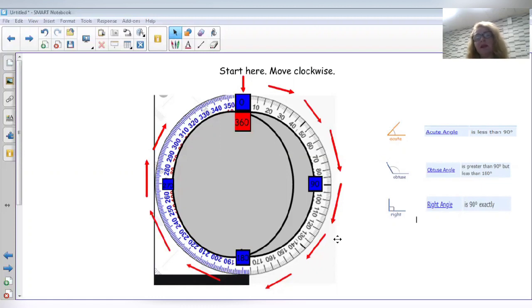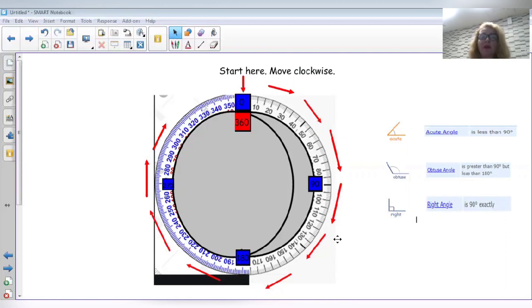So between 0 and 90, you have 10, 20, 30, 40, 50, 60, 70, 80, and then you get to 90. Between 90 and 180, you start at 90 and you go 90, 100, 110, 120, 130, 140, 150, 160, 170, and you're at 180. And then the quarter turn that goes between the 6 o'clock and the 9 o'clock on a clock is the same as between 180 and 270 degrees. So if you counted that out, you would start at 180, 190, 200, 210, 220, 230, 240, 250, 260, and then finally you're at 270.